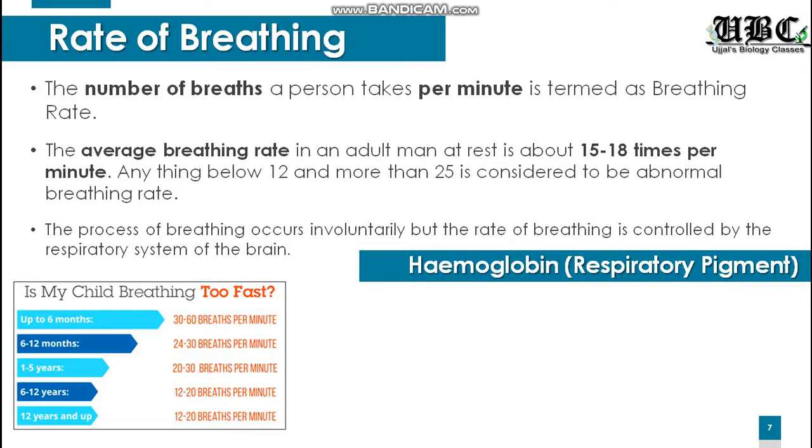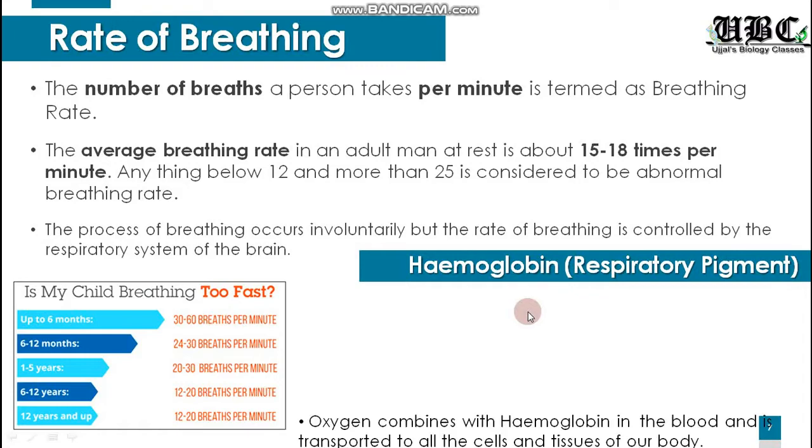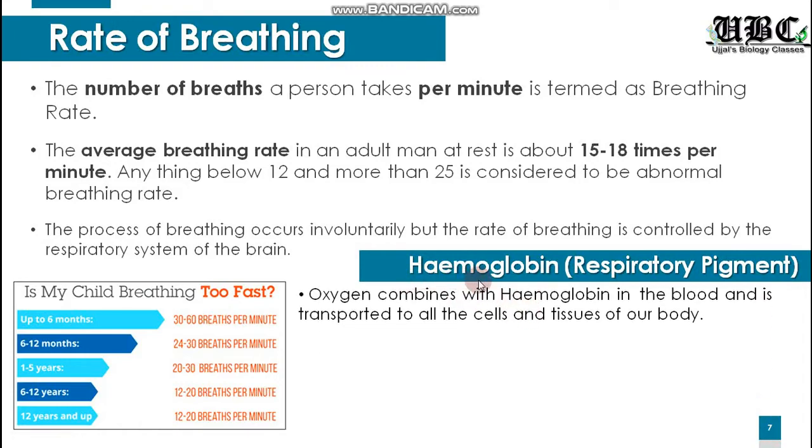Moving on to a very interesting topic about hemoglobin. I'll be discussing this topic in detail when we do the circulatory system. Now, hemoglobin is a very interesting pigment, also known as the respiratory pigment, because it is due to the hemoglobin that the exchange of gases from the surroundings to our body happens so smoothly. So we know what hemoglobin is and what its function is in respiration.